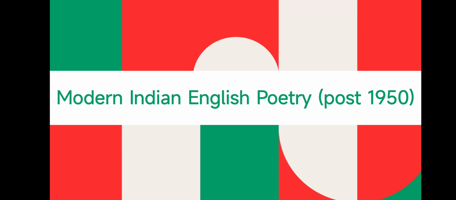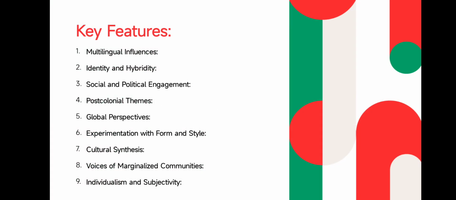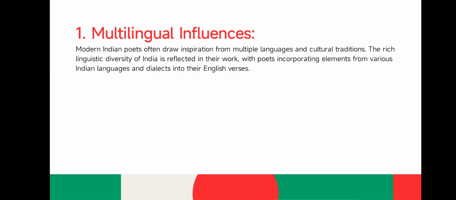So in today's video we will be discussing modern Indian English poetry, that is Indian English poetry written after the year 1950. As we already know, the differences between themes are quite apparent if we compare pre-independence Indian English poetry with post-independence Indian English poetry. So in this video, we will be discussing the key features or key themes which are present in the post-independence Indian English poetry. The first important feature is the multilingual influences.